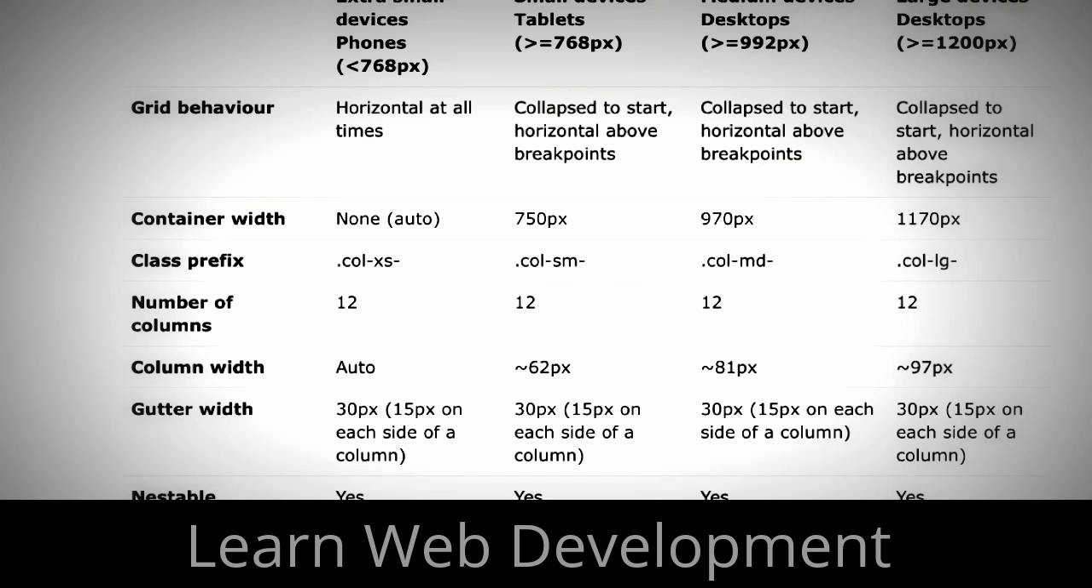Okay. Finally, I just want to leave you with this table. I think this table summarizes how the Bootstrap grid system works across multiple devices. Like we were talking about before, for extra small devices we're going to be using XS, for small devices we're going to be using SM, for medium devices, MD, and for larger desktops we're going to be using LG. Each class has 12 columns, and here are the widths. The widths are going to be automatically adjusted, approximately 62 pixels, 81 pixels, 97 pixels. And there's the gutter width we were talking about.